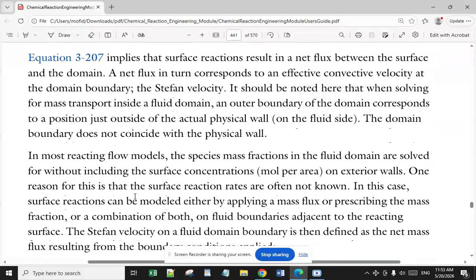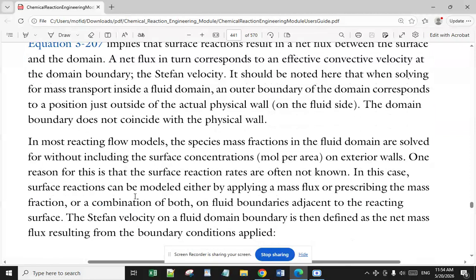Equation 3-207 implies that the surface reaction results in a net flux between the surface and the domain. A net flux in turn corresponds to an effective convective velocity at the domain boundary, the Stefan velocity. It should be noted here that when solving for mass transport inside the fluid domain, an outer boundary of the domain corresponds to a position just outside of the actual physical wall on the fluid side. The domain boundary doesn't coincide with the physical wall.